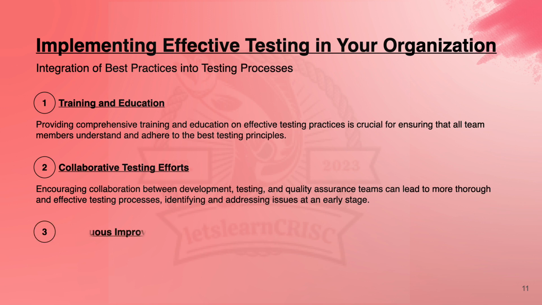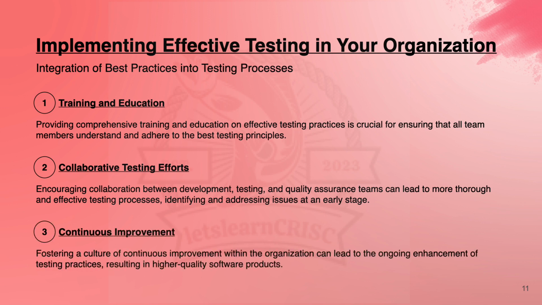Next is about continuous improvement. Friends, continuous improvement is about always finding ways to do things better, right? In testing, it means regularly refining and enhancing testing practices for better results, right? Just take an example. Consider a chef who constantly tweaks a recipe to make it tastier, right? Similarly, fostering a culture of continuous improvement in testing means regularly reviewing and refining processes to deliver high quality software products.